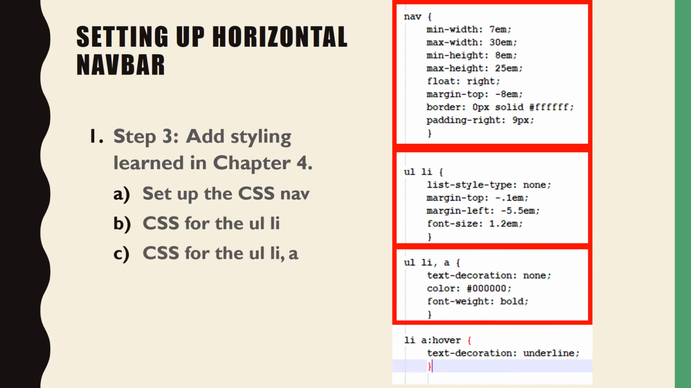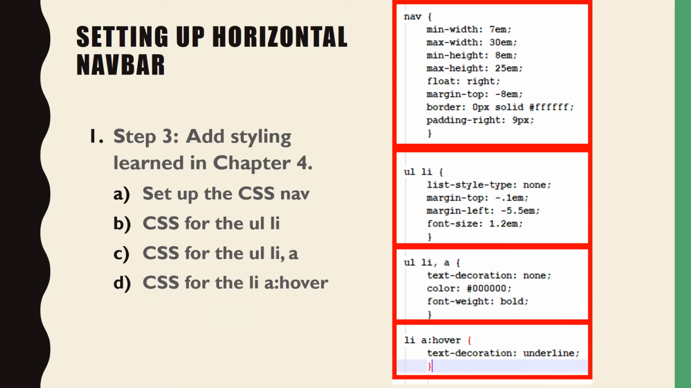Then we will do styling for the UL LI comma anchor tag. The text decoration, remember, turns off the line, and then you can add your color, and then if you want to bold them, which you normally do so they stand out on the page, you can add font weight bold. And then lastly, you will set up your LI and then anchor colon hover. This will set up your text decoration with an underline so that when the user hovers over that page name, the underline will appear.